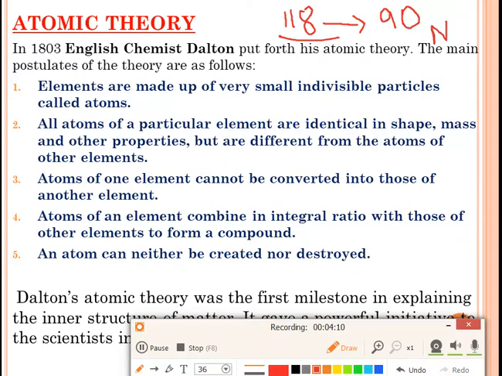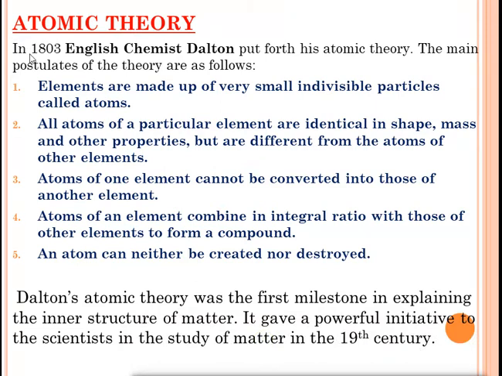Now we'll start with atomic theory. This is a very important topic from this chapter, atomic theory. Okay, now in 1803, English chemist Dalton put forth his atomic theory. A scientist was there whose name was Dalton, John Dalton. He has given that atomic theory in the year 1803. The main postulates of the theory, means what are the points which were given by Dalton, we'll read about it. In exam also this type of questions will come. Write Dalton's atomic theory, or they will give you, write the main postulates of Dalton's atomic theory.